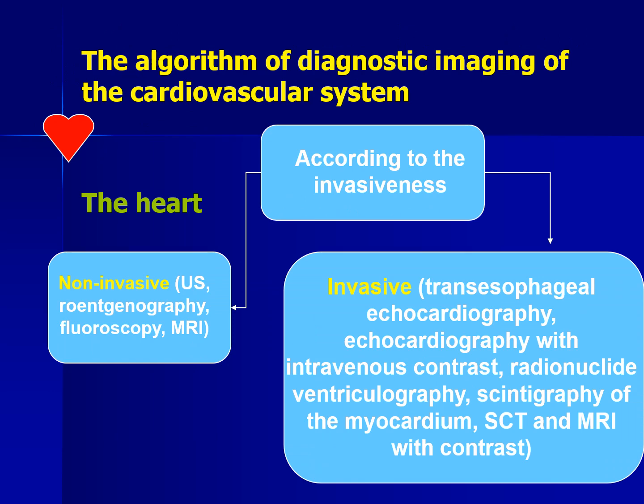According to the invasiveness, these methods are also divided into non-invasive and invasive. What are non-invasive? Ultrasound, rentgenography, fluoroscopy, MRI. Invasive are transesophageal echocardiography, echocardiography with intravenous contrast, radionuclide ventriculography, scintigraphy of the myocardium, SCT, and MRI with contrast agent.